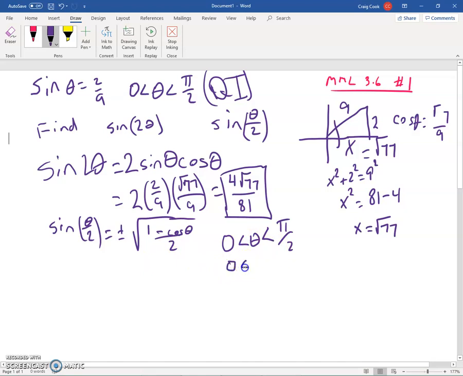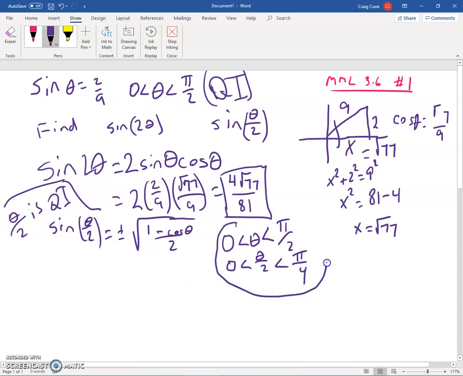So 0 divided by 2 is still 0, and then I have theta over 2 and pi over 4, which tells me that this angle, theta over 2, is also quadrant 1. If it wasn't and your original statement was different, you still do the same thing that I did here to find out where that angle is. Well, now I know that it's positive because it is quadrant 1. So all we're doing now is plugging in.